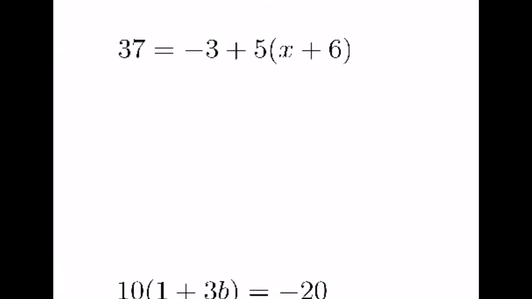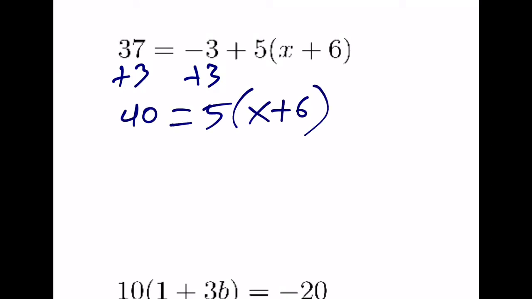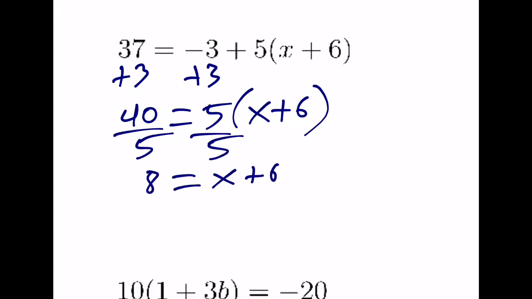The next one, we can add 3 to both sides, and we get 40 is equal to 5 times the quantity x plus 6. We could distribute, but we don't need to. We can simply divide by 5 on both sides, and we're left with 8 is equal to x plus 6. That way, when we subtract 6 from both sides, we get 2 is equal to x.